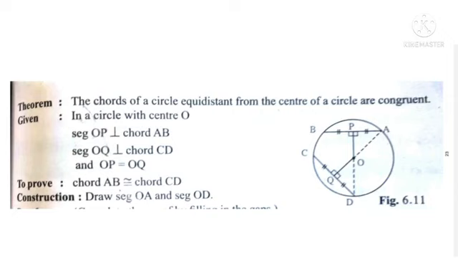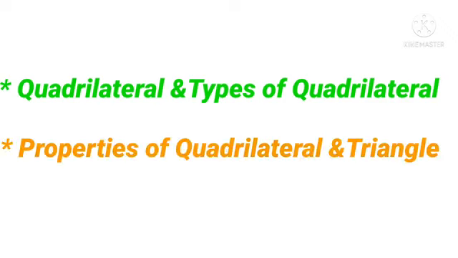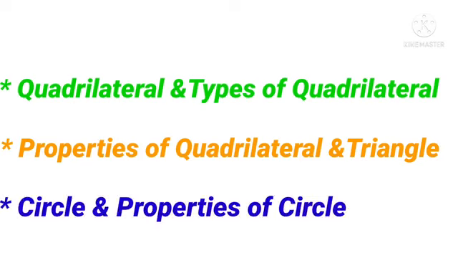Okay, so here we completed what is the circle, elements in circle, and some properties of circle, chords of a circle, central angle of a circle. Okay, so students, in this bridge course you had learned about quadrilateral, types of quadrilateral, some properties of quadrilateral, and some properties of triangle also, circle and terms related to circle and properties of circle.